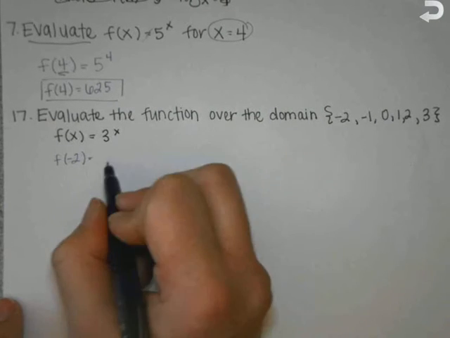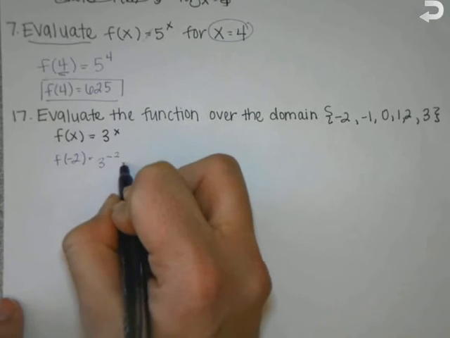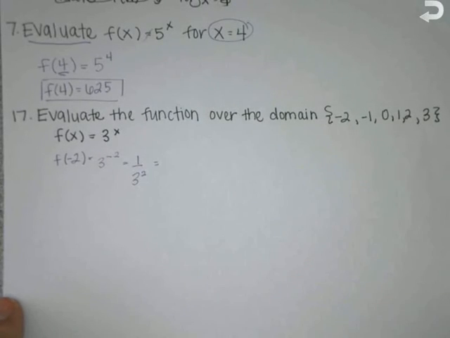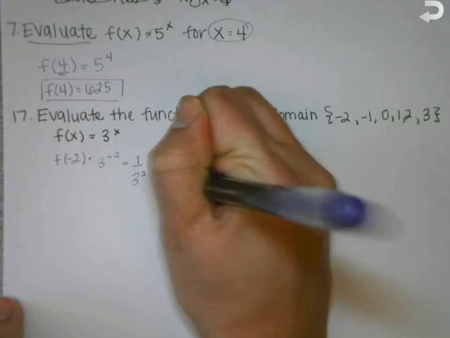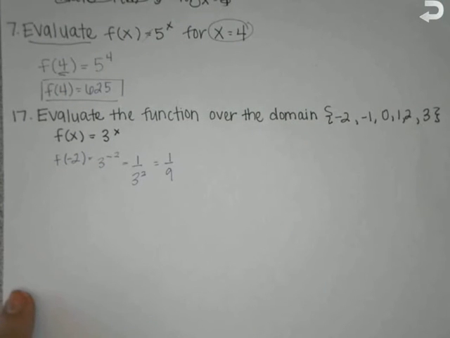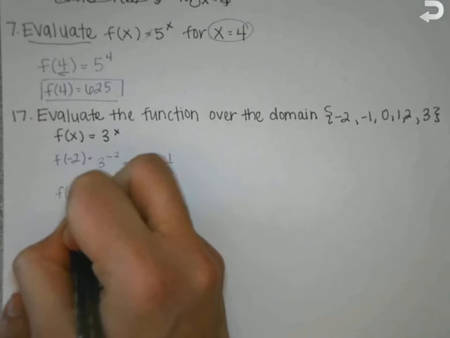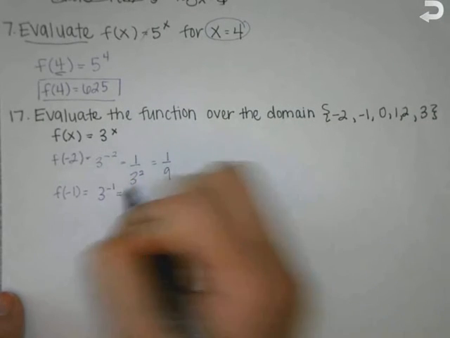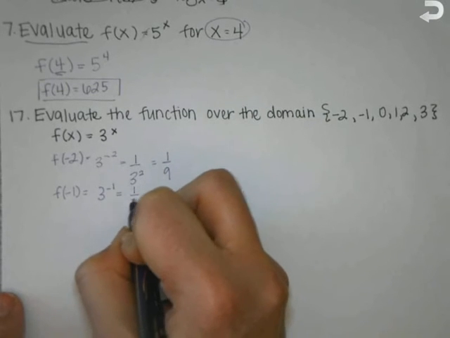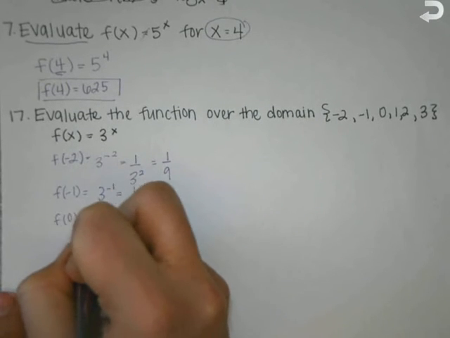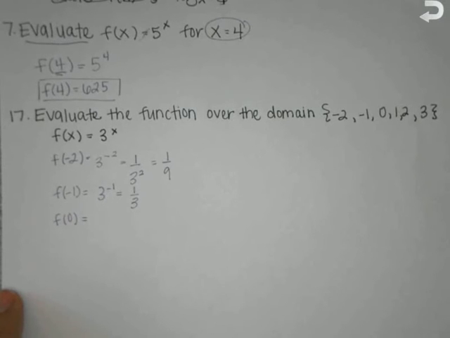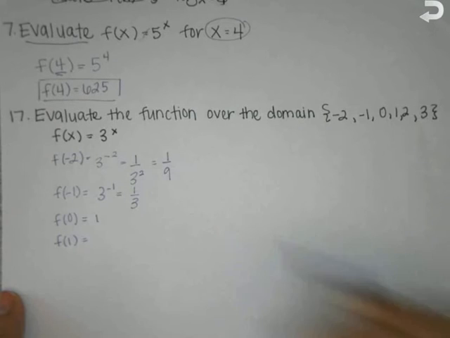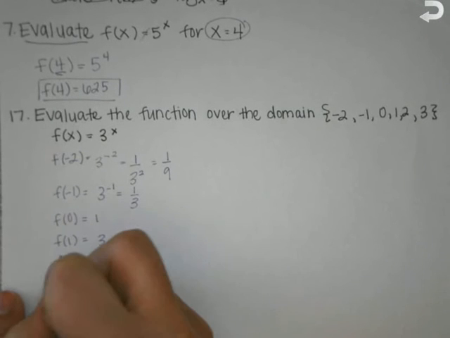-2 would be 3 to the -2, which is the same as 1 over 3 squared. And what's 1 over 3 squared? 1 over 9. Probably the rest we could do in our head, but I'm going to write them down. F of -1 is 3 to the -1, and that's what? 1/3. What about when I plug in 0? Anything to the 0 is 1. F of 1 would be 3, and f of 2 would be 9.